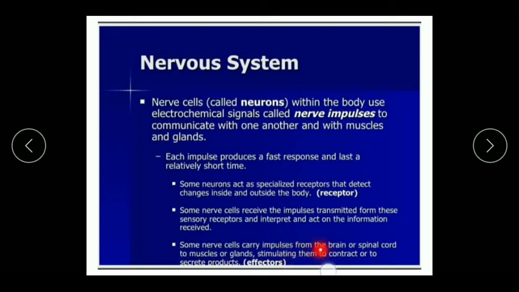Then some nerve cells carry the impulses from the brain or spinal cord to the muscles or glands, stimulating them to contract or secrete products. These are effectors. So, receptors and effectors: receptors receive the external stimulus. Effector neurons, or motor neurons, transmit the signal from the brain to the other organs, which are the effectors.